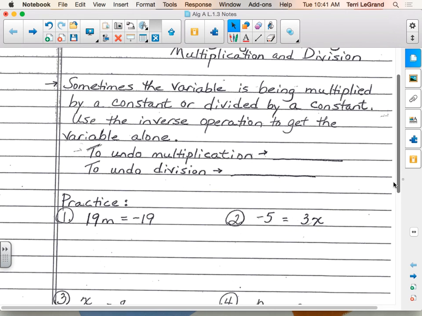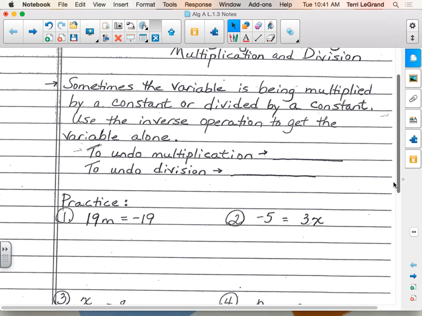So it says sometimes the variable is being multiplied by a constant. We know what a constant is. What is it? That was one of our vocabulary words. What's a constant? Is it a variable? No. It's something that stays the same. So it's a number. It's a value that never changes. So 5 is 5. That's a constant, okay?